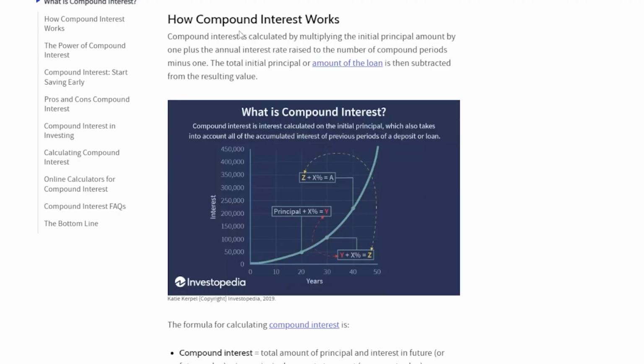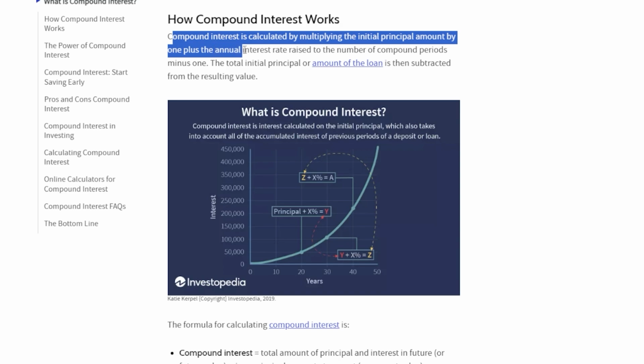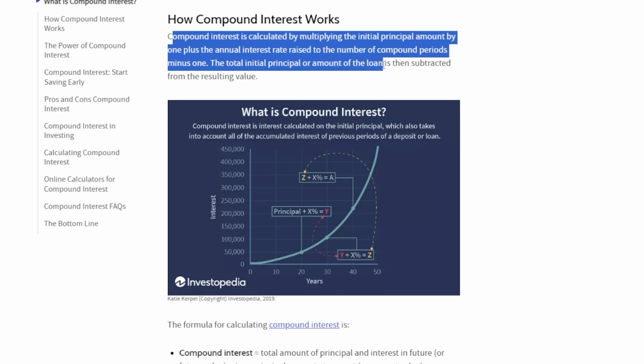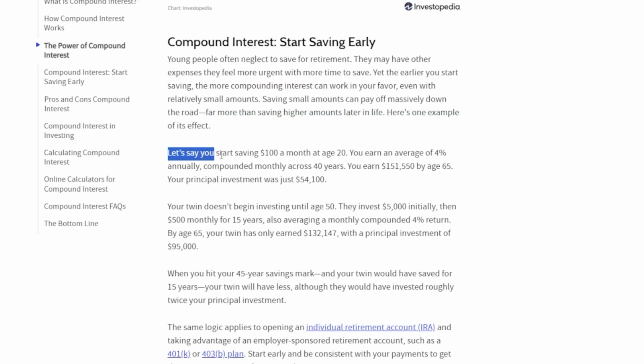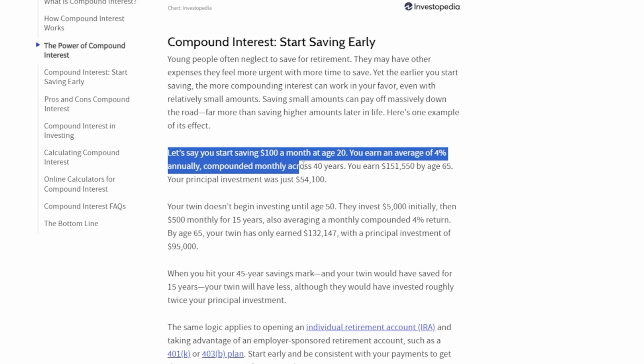Now, to dig into how compound interest actually works, compound interest is calculated by multiplying the initial principal amount by 1 plus the annual interest rate raised to the number of compound periods minus 1. The total initial principal, or the amount of the loan, is then subtracted from the resulting value. Now, for a few examples of this, let's say you start saving $100 a month at age 20. You earn an average of 4% annually, compounded monthly across 40 years.